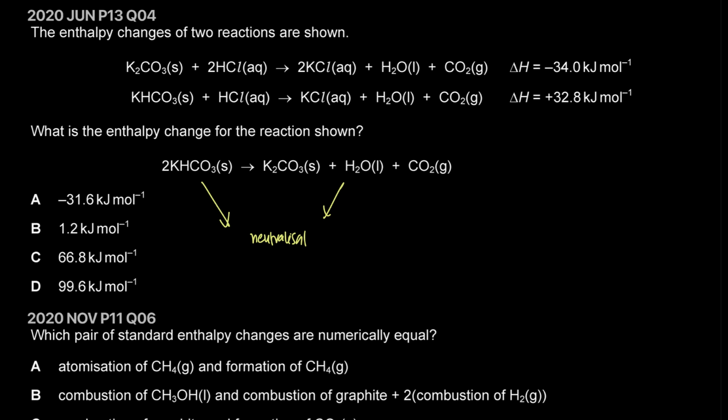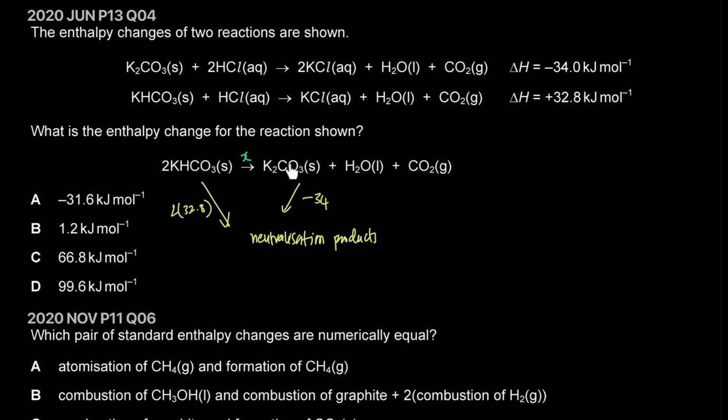We're neutralizing potassium carbonate, and we're neutralizing potassium hydrogen carbonate. Now, over here, we have 2 moles of potassium hydrogen carbonate. This enthalpy change value of positive 32.8 is for 1 mole being neutralized, so this would be 2 times 32.8. We have 1 mole of potassium carbonate, and the neutralization for that is negative 34. And then this enthalpy change is unknown.